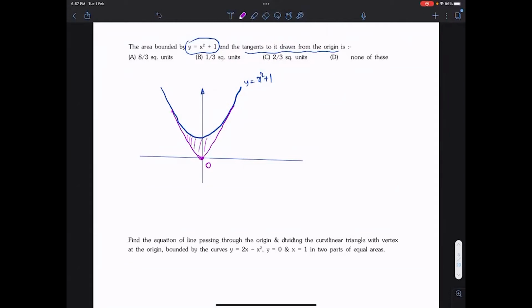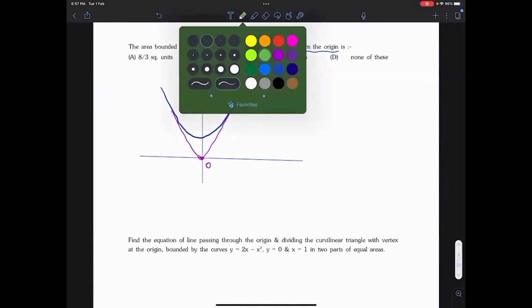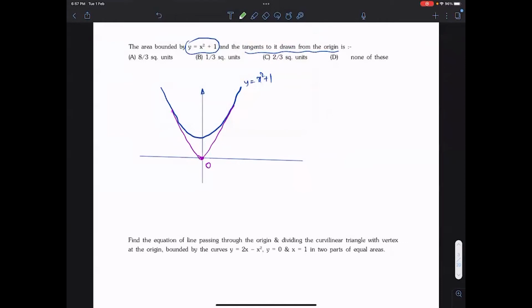Now in this case, we already know the equation of the blue color curve. That violet color line, whichever is there, that equation we should know. Then only we can find the area. But before that, we can just analyze, should we take the horizontal strips or vertical strips?